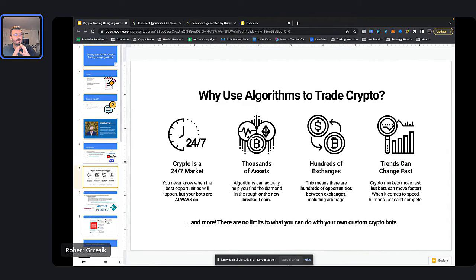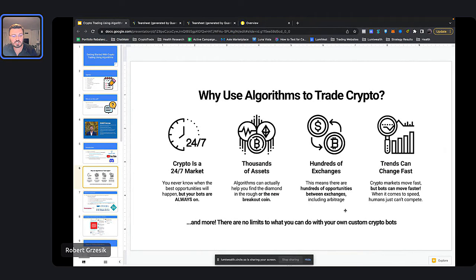In either case, being able to monitor all of these assets at once is going to be very difficult for a human, but it's going to be a lot easier to do for a machine, right? So this is one way that you could really take advantage of using software to make you money, right?